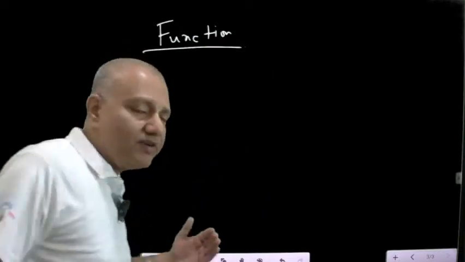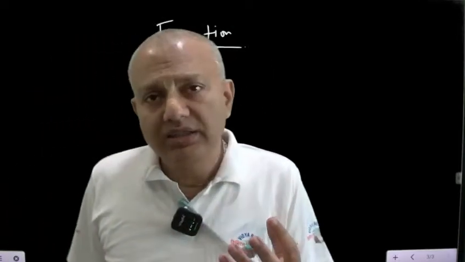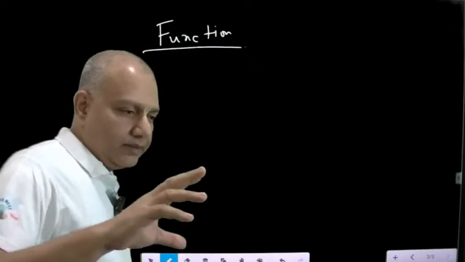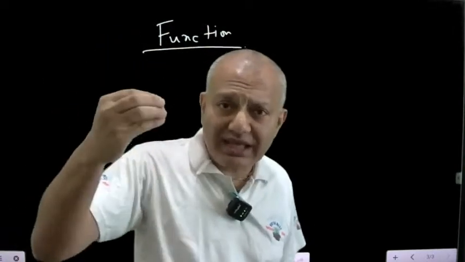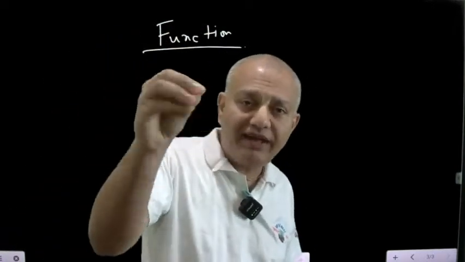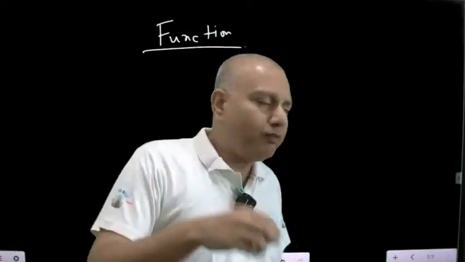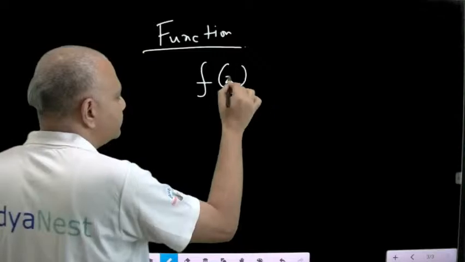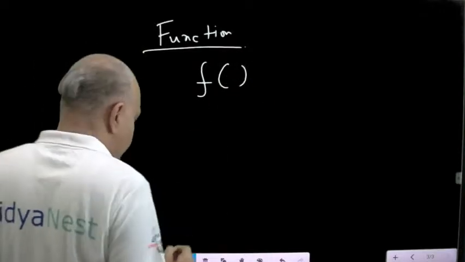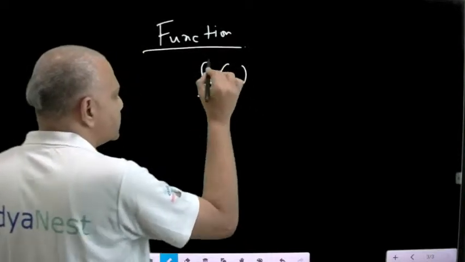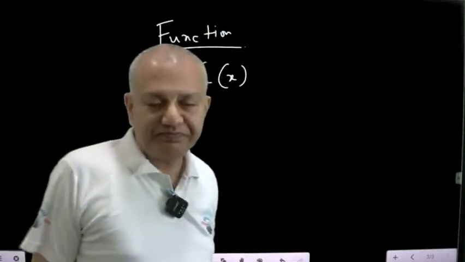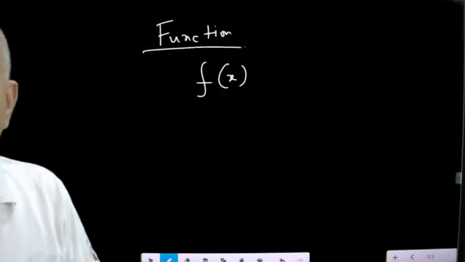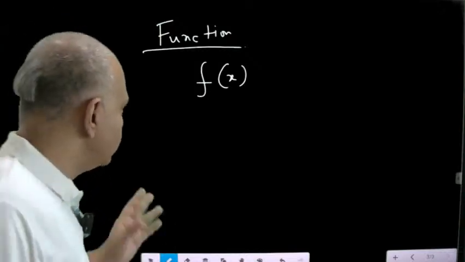So what is this function actually? Function is something, suppose the writing condition is f(x). f(x) means it is a function of x. If I put some value of x, immediately it will give some result.